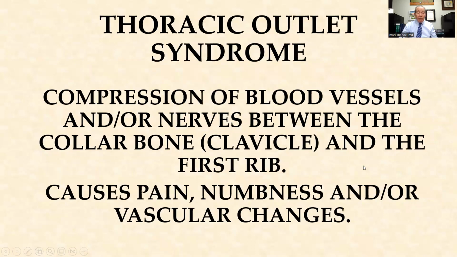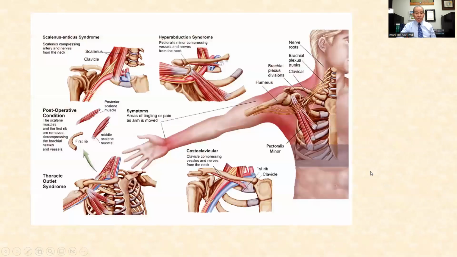Well, moving up, we have an unusual entity, poorly understood, called thoracic outlet syndrome. It's interesting that before Dr. Phelan and others described carpal tunnel, people were having thoracic outlet surgery done for what we now know as carpal tunnel. Thoracic outlet means the nerves and the blood vessels are caught somewhere between your neck and your armpit, or more accurately, between the clavicle and the first rib. So patients present with pain, numbness, and vascular changes.